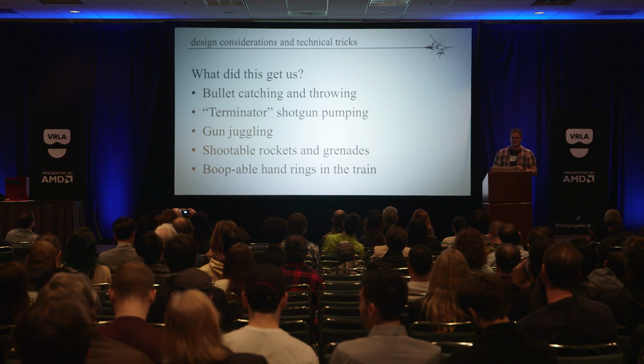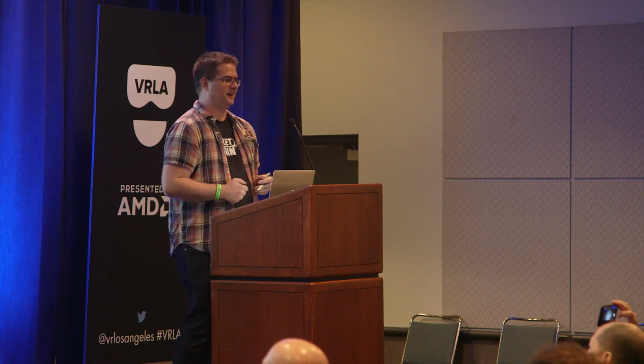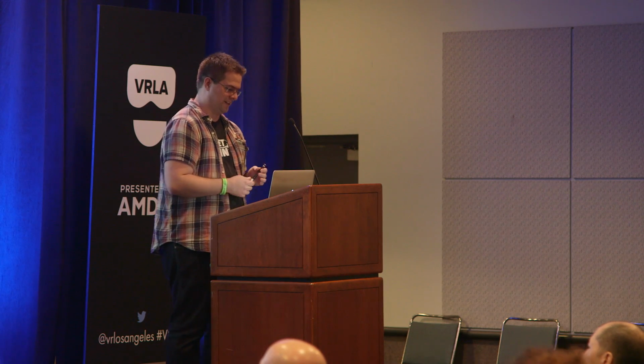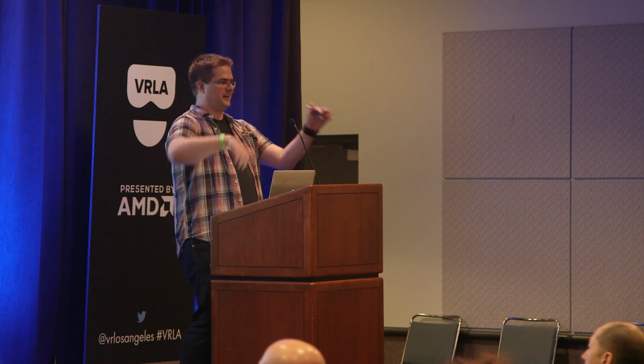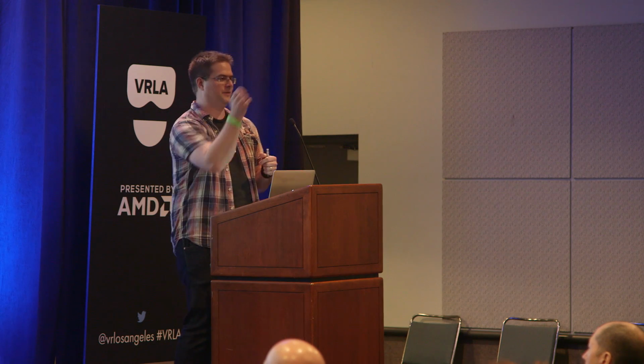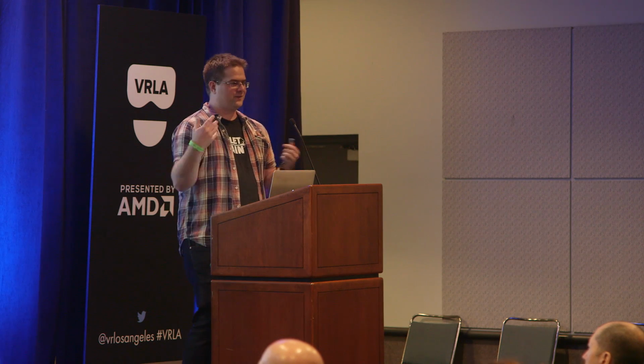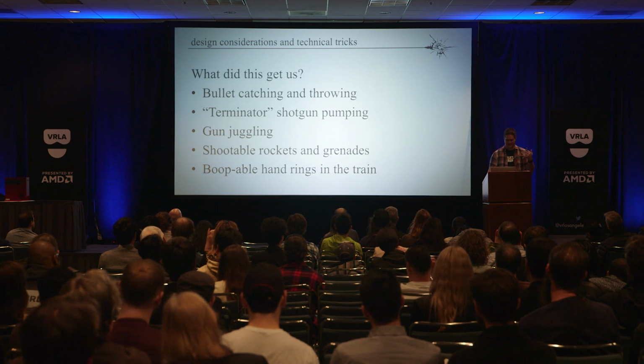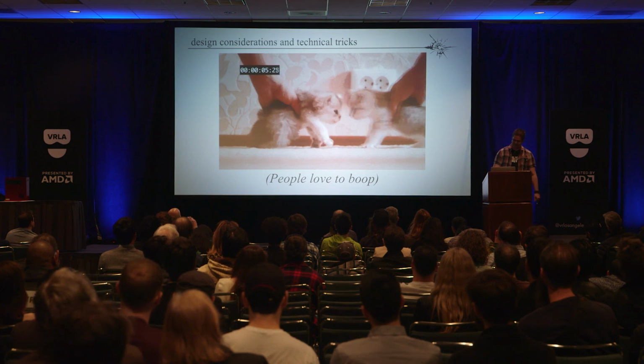So in addition to the bullet catching and throwing, it got us a few other things. You can Terminator pump the shotgun. You have to pump it between shots, so you can be like Arnold, go like that. Gun juggling: we made the grabbing a little bit more forgiving so you could juggle pistols and stuff like that. Being able to toss a grenade and shoot it out of the air. And the hand rings in the train, the little subway rings: everybody reached up and tried to boop them at the very beginning, and everybody was really disappointed when we didn't do it, so we added it in, and everybody tries to do it now because naturally people like to boop things.